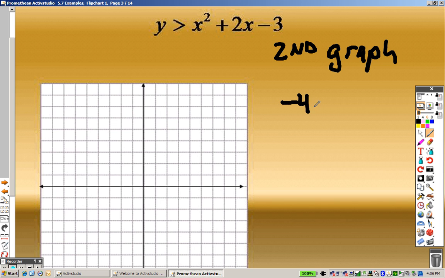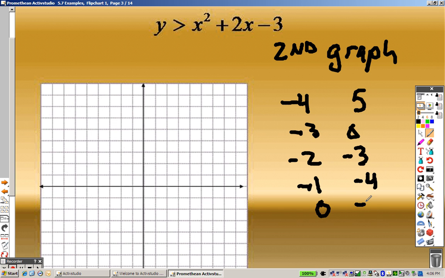If you look at -4, you can press up or down to get to those. -4, 5 is a point. -3, 0 is a point. -2, -3 is a point. -1, -4 is a point. 0, -3 is a point. 1, 0 is a point. 2, 5 is a point, and we can stop there.